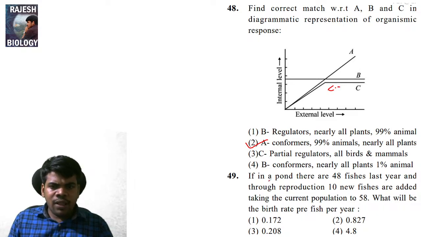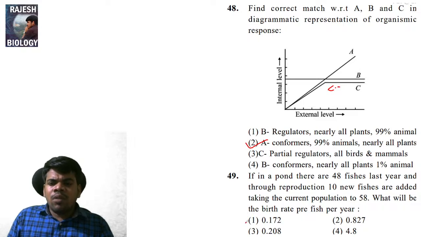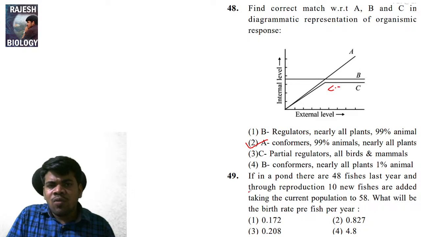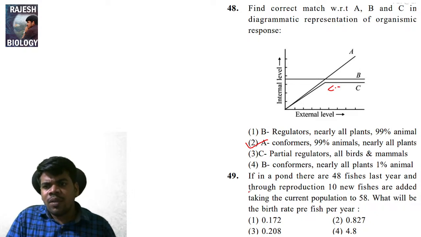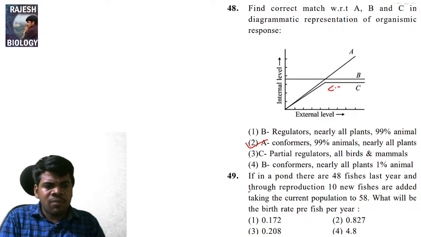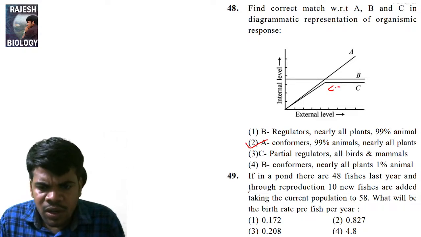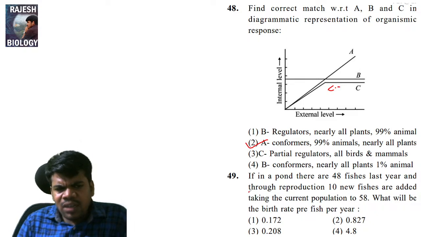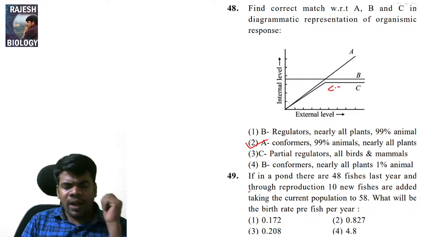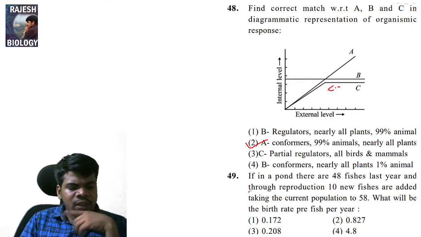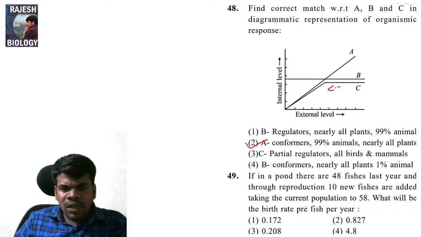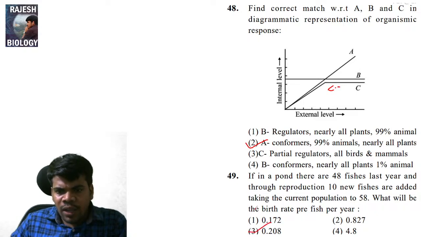Come to the 49th question. Why are mammals and birds regulators? Because in birds and mammals, a four-chambered heart is there. Because of the four-chambered heart, they are regulators. They can maintain the temperature at a static level, in a required level. Yes, 49th question. The right answer is 3. Very good. 0.208.